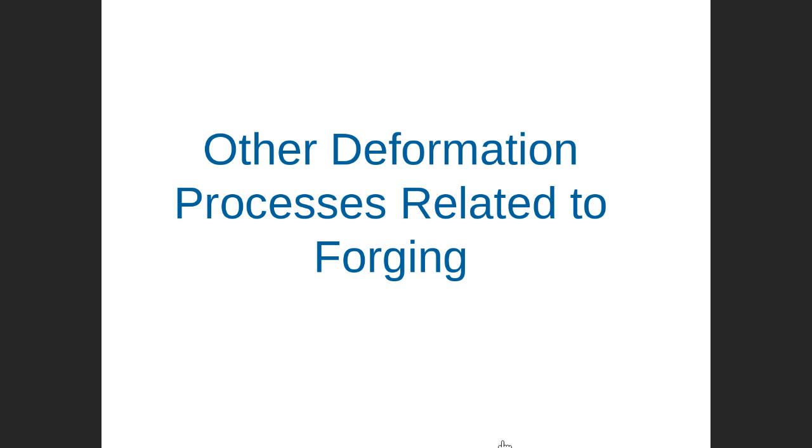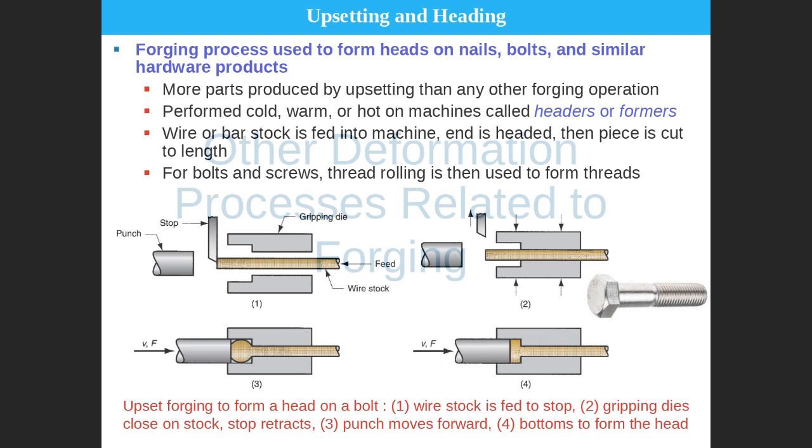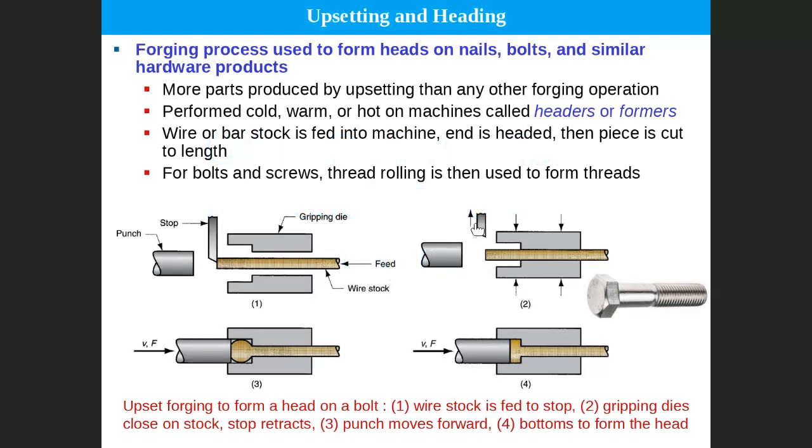Other deformation processes related to the forging operation. Other deformation processes related to forging operation are what we call heading and upsetting. Upsetting and heading. The word heading means to create the head. It's like this, I would like to create the head. This is heading. Upsetting means you apply compression.